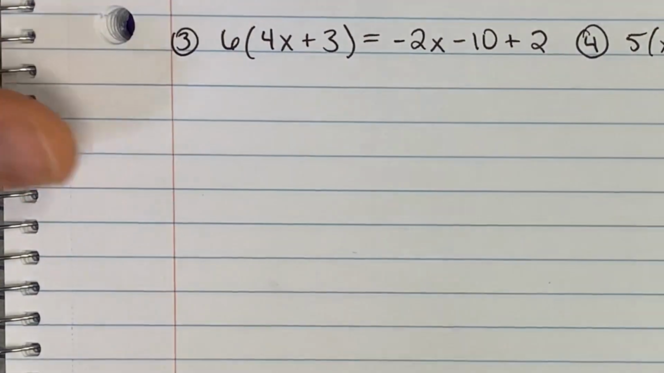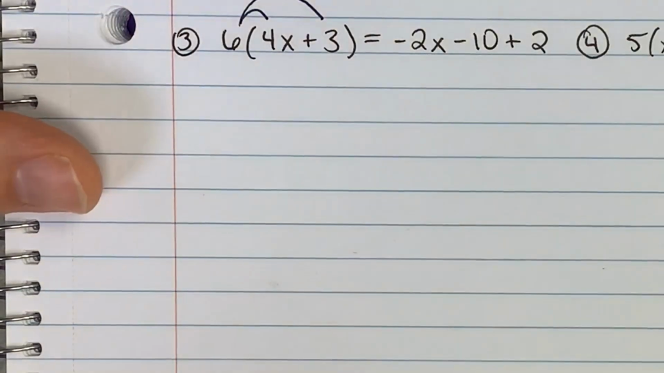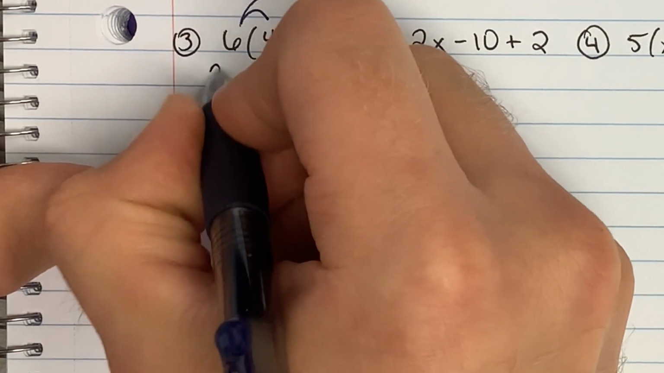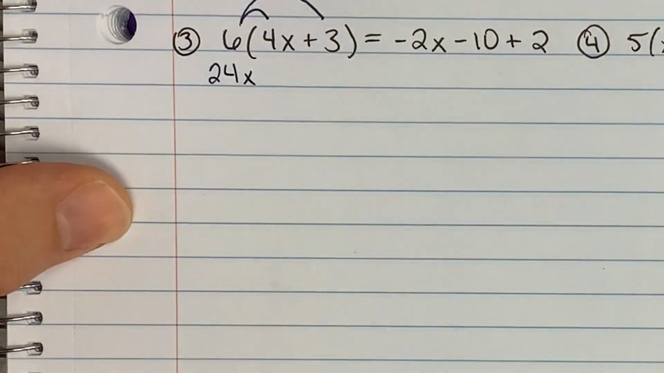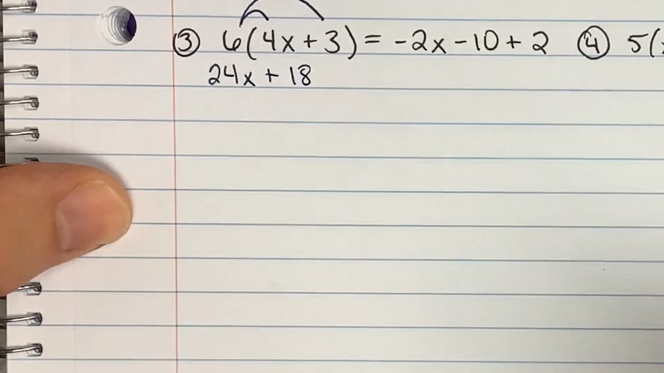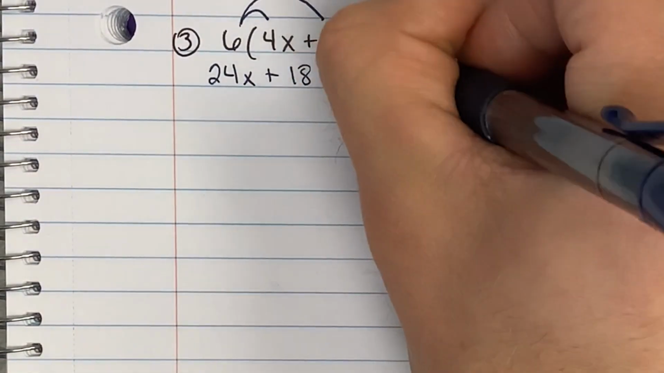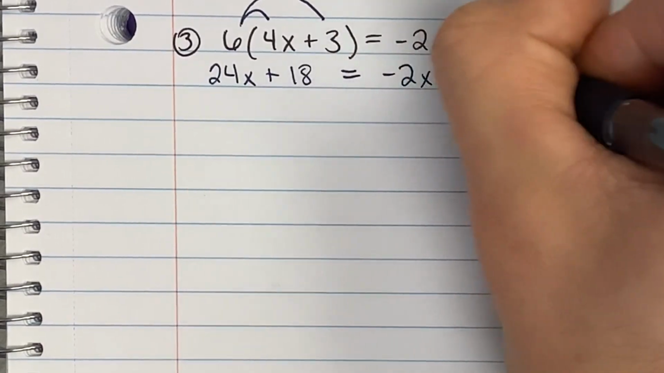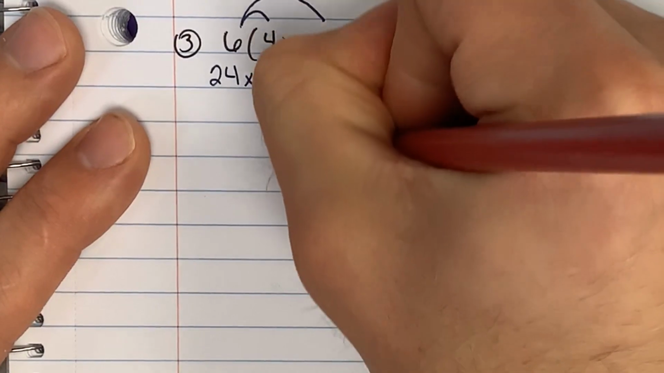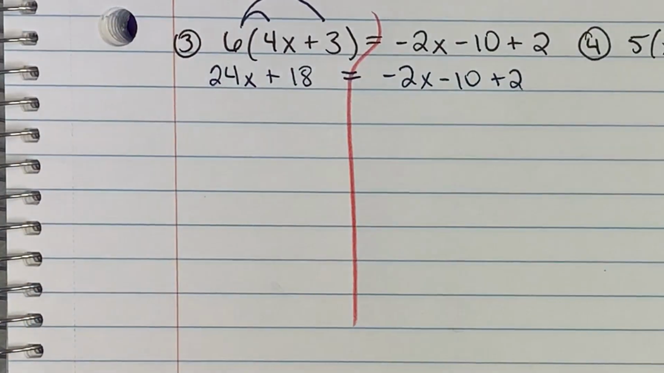Here we go. Distribute. Well, distribute's fancy multiplication. I draw my little rainbows here. Well, 6 times 4, that's going to give me 24. Don't forget the x. 6 times 3, and they're both positive, so positive 18 equals. I can bring down everything else because I do 1 step at a time. Also, I should keep my little line there.